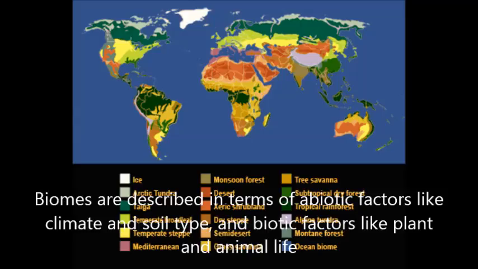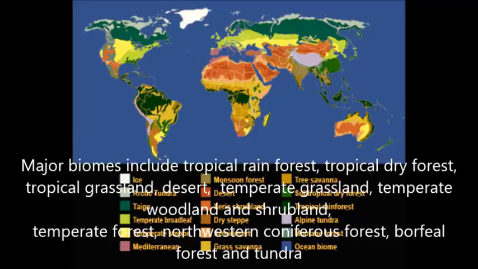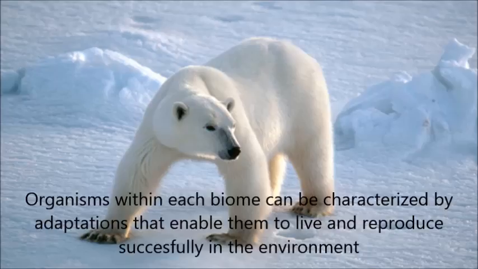Biomes are described in terms of abiotic factors like climate and soil type, and biotic factors like plant and animal life. Major biomes include tropical rainforest, tropical dry forest, tropical grassland, desert, temperate grassland, temperate woodland and shrubland, temperate forest, northwestern coniferous forest, boreal forest, and tundra. Organisms within each biome can be characterized by adaptations that enable them to live and reproduce successfully in the environment.